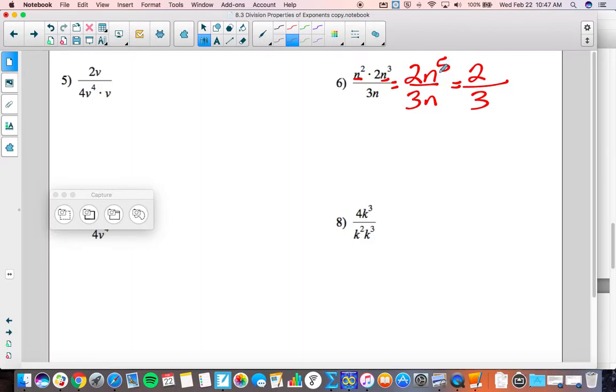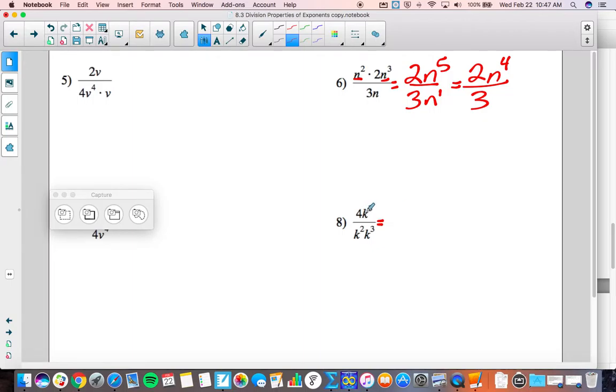But now I have n to the 5th divided by n to the 1. So who wins that battle? Are there more n's being multiplied on the top or on the bottom? There's more on top. By how many? 4. So there's our final answer.